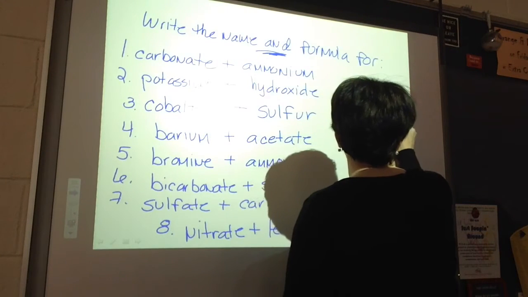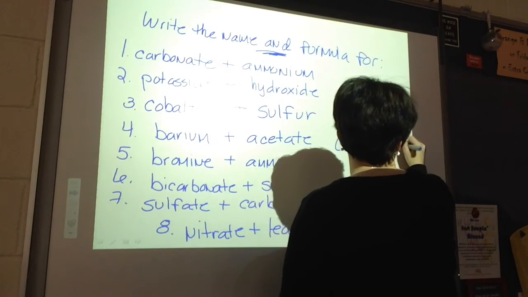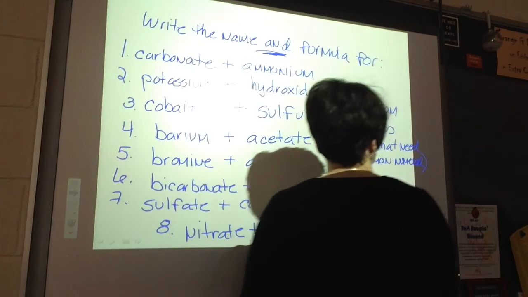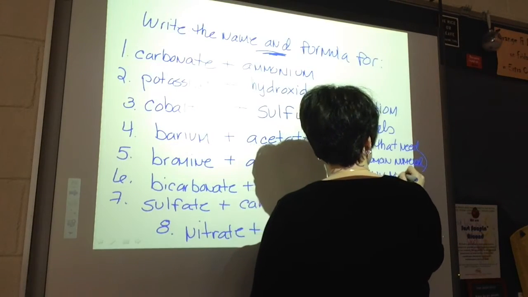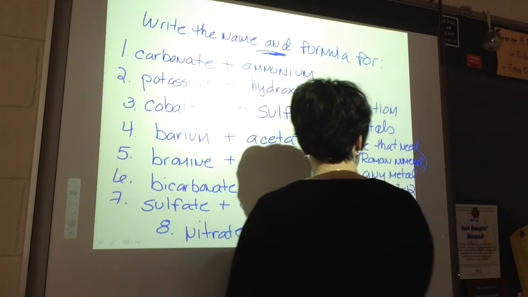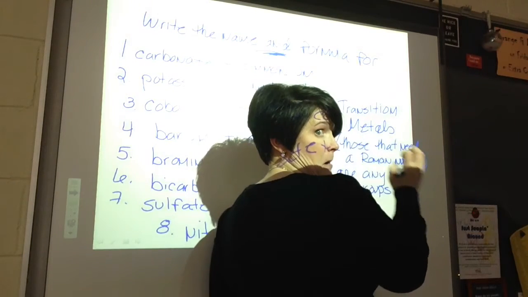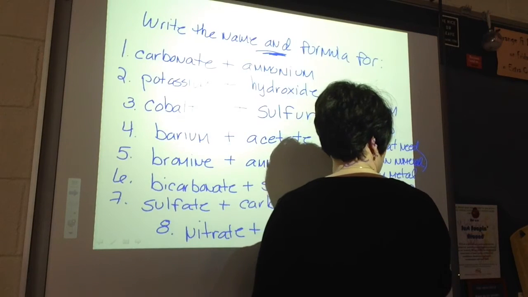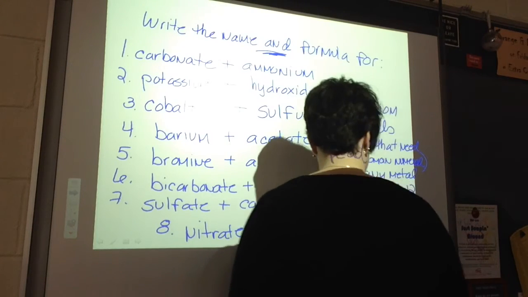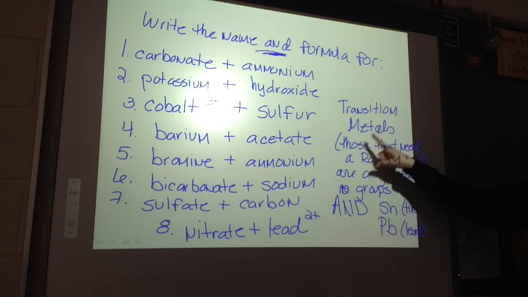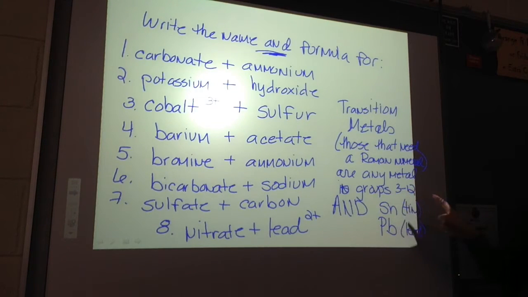I need to point out to you that transition metals, which are those that need a Roman numeral, are any metal in groups 3 through 12, and tin and lead. Transition metals are those that need a Roman numeral, and they are any metal in groups 3 through 12. You know that already.